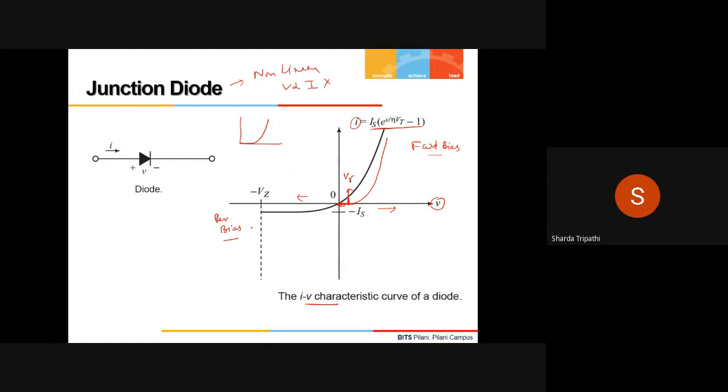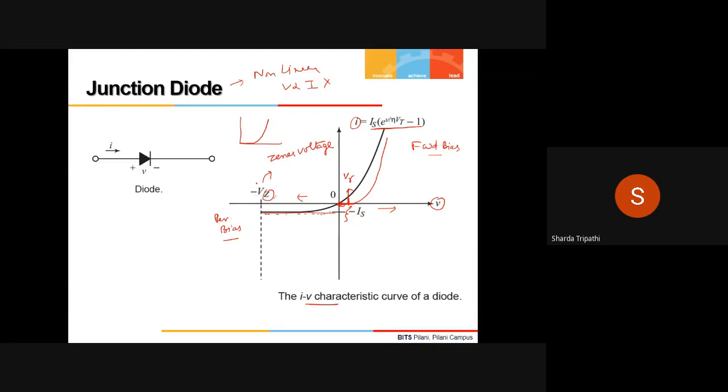Similarly, what will happen in case of reverse biasing? As the voltage becomes negative and the diode is reverse biased, we will have reverse saturation current flowing through the diode, which is a very small value, and it's going to remain constant as long as I am below the breakdown voltage. This breakdown voltage is also sometimes called the Zener voltage. That's why it is denoted by VZ over here.